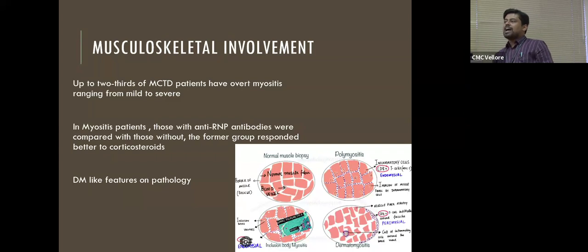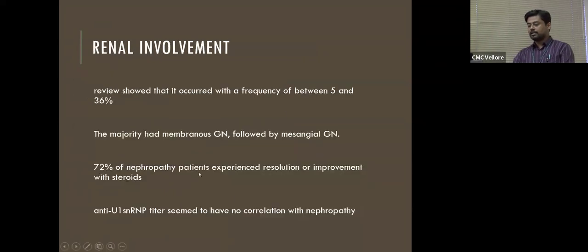If you do a biopsy, it will be similar to dermatomyositis, where the infiltrates will be mostly perivascular, perimysial, but not endomysial, and the cell types will be mostly CD4 positive. MAC expression is not as much as in polymyositis, where it is on the sarcolemmal surface. So if you look at this, it will be more like dermatomyositis.